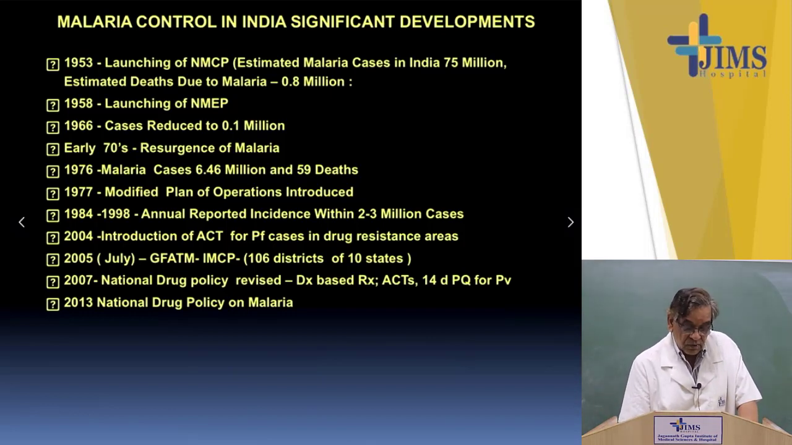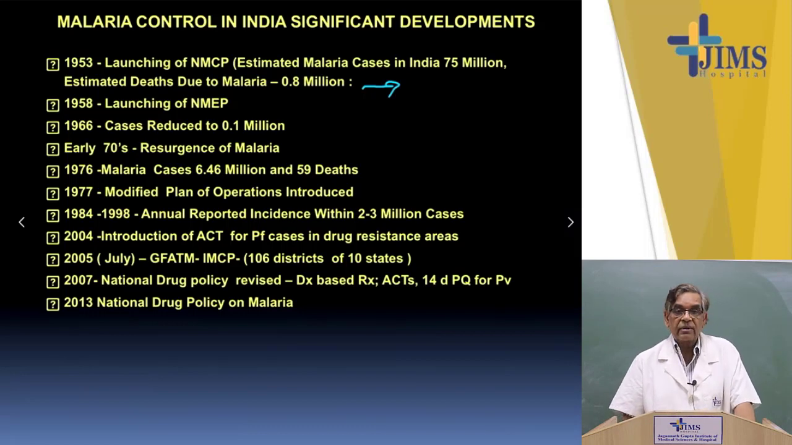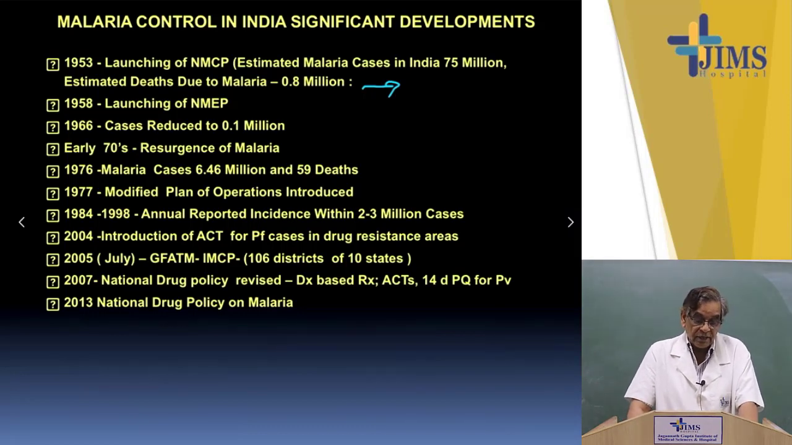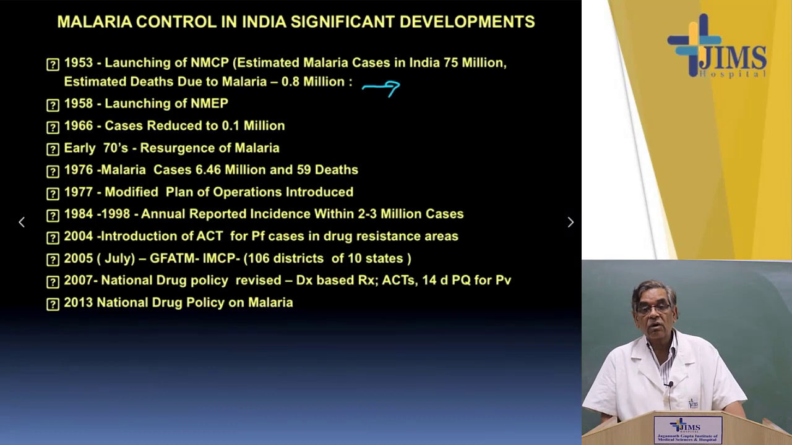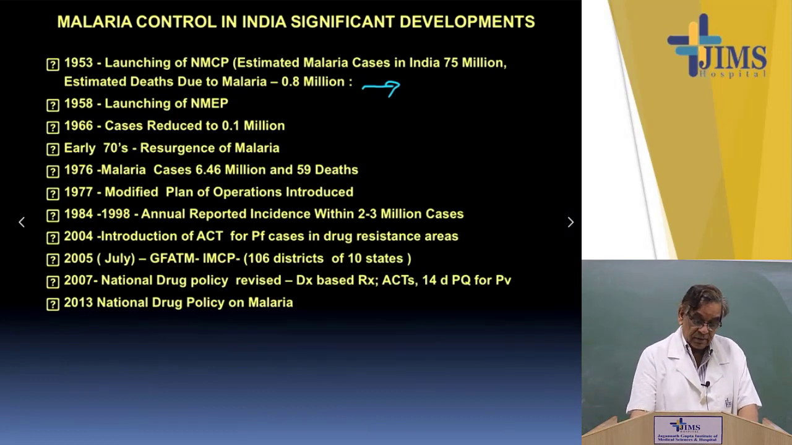After this, the strategy was more on vector management, that is IRS, insecticide residual spray with DDT. The cases came down. Then they started a national malaria eradication program in 1958. The cases were reduced to 0.1 million or 1 lakh. From 75 million cases in 1953, the number of cases became just 1 lakh in 1966.